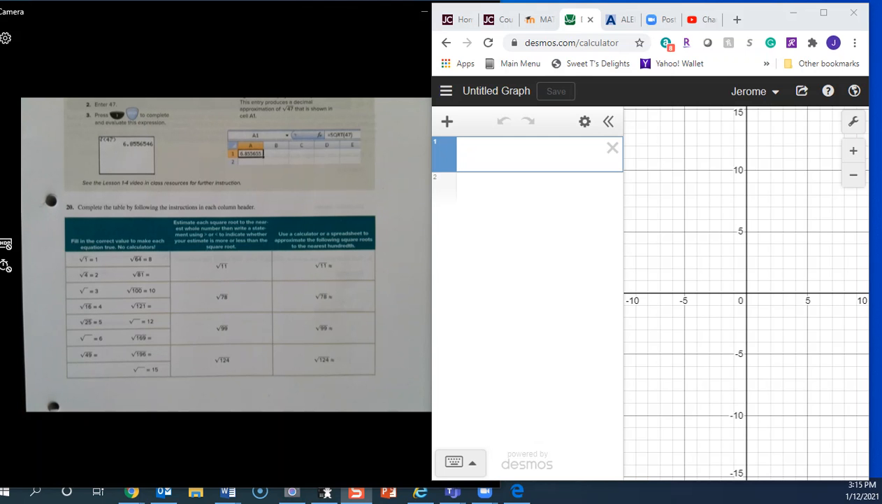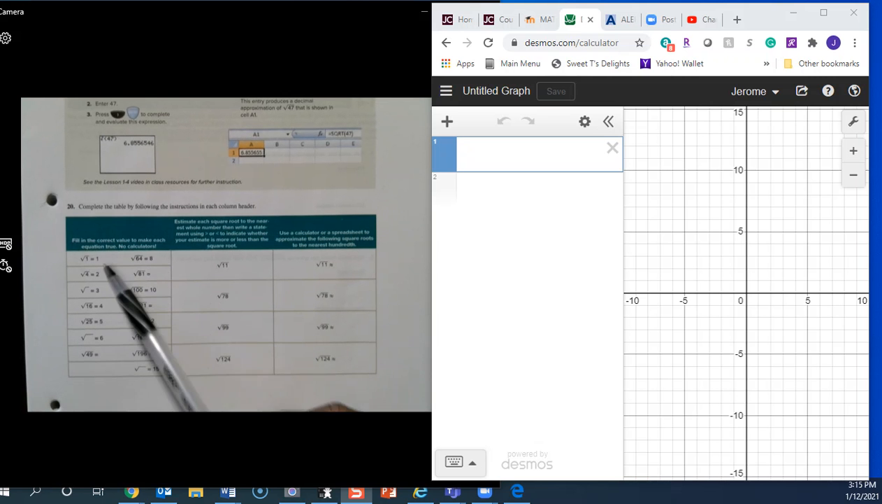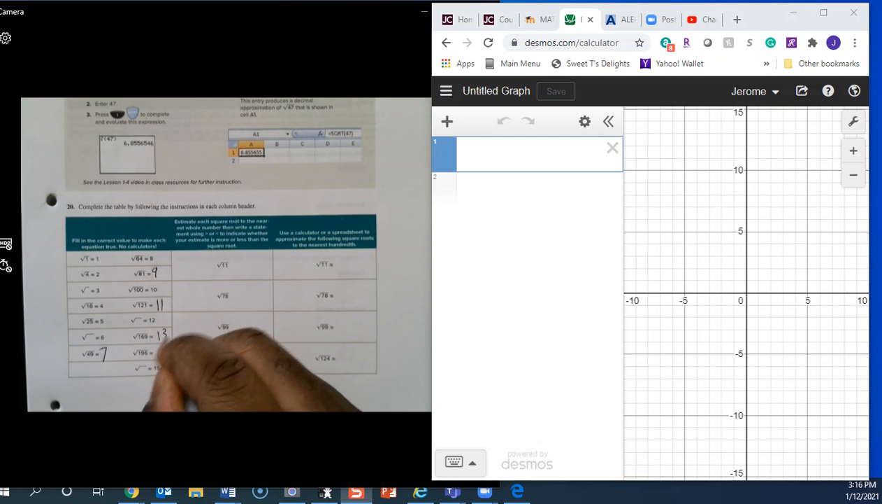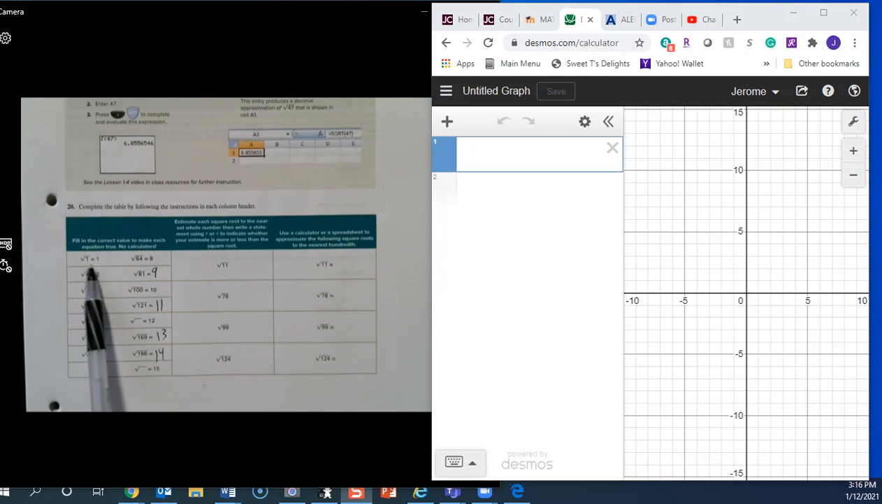It says here, number 20, complete the table by following the instructions in each column header. Fill in the correct value to make each equation true. No calculators. Okay, if you notice here, the answers go 1, 2, 3, 4, 5, 6. Then we could guess that this would be 7, 8. This would be 9, 10, 11, 12, 13, 14, and 15. As they told us, don't use any calculators. So we can make a guess there because it looks like it's going in numerical order. Now, we have the square root of 1 is 1.